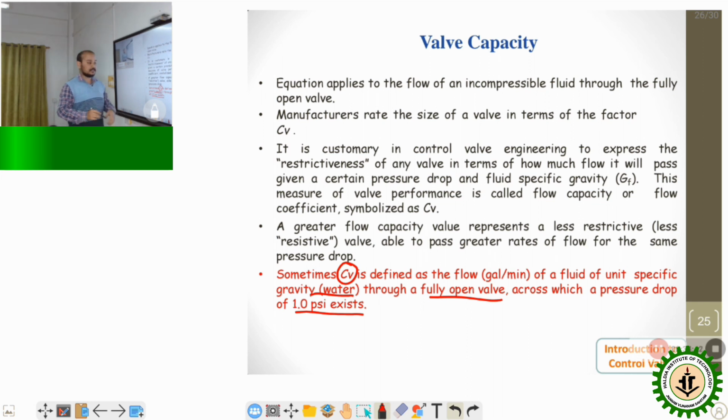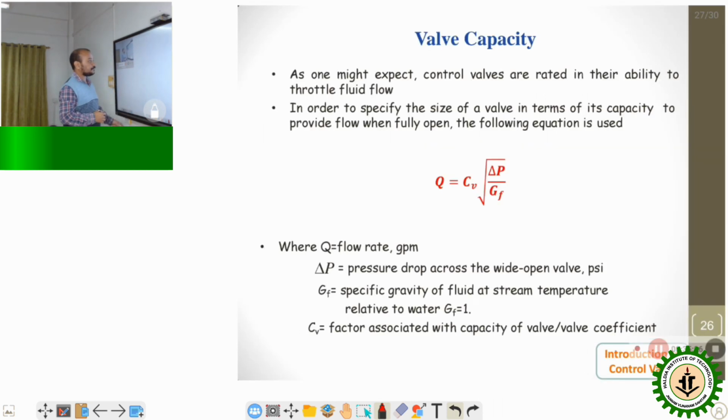So it is a unit pressure drop, and if we talk about the specific gravity of water being 1, then in that particular case whatever the flow of the liquid through your control valve, that is nothing but the CV, which we can say is the resistiveness of the control valve. How much resistiveness we are getting will be defined by this particular CV or the valve capacity.